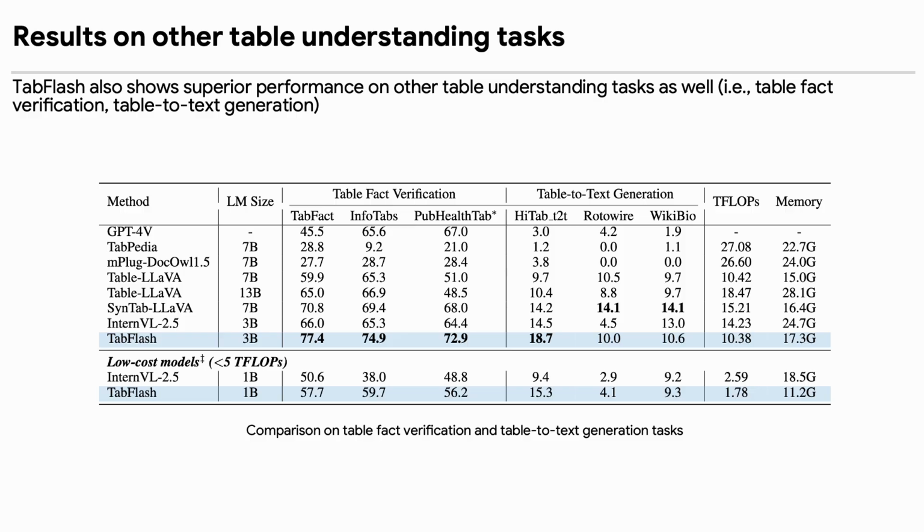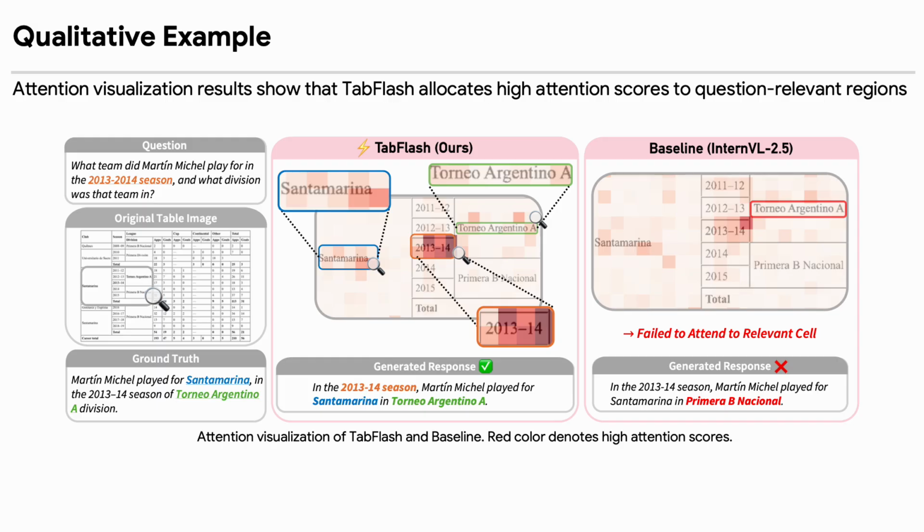TabFlash also shows superior performance on table fact verification and table-to-text generation tasks beyond question answering tasks. Qualitative results also show that TabFlash successfully allocates high attention scores to question-relevant regions. Compared to the baseline, our model focuses much more precisely on the cells needed to answer the questions.